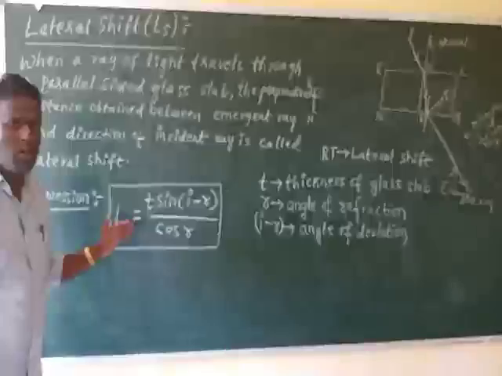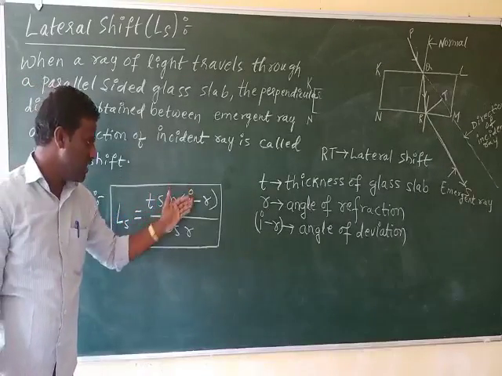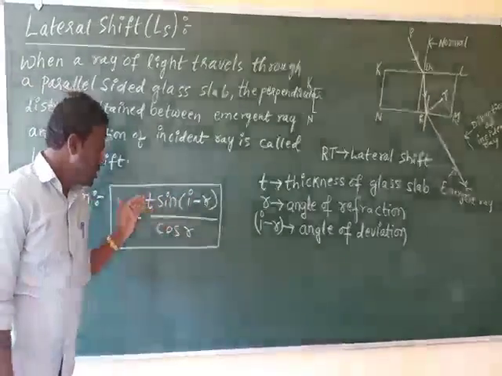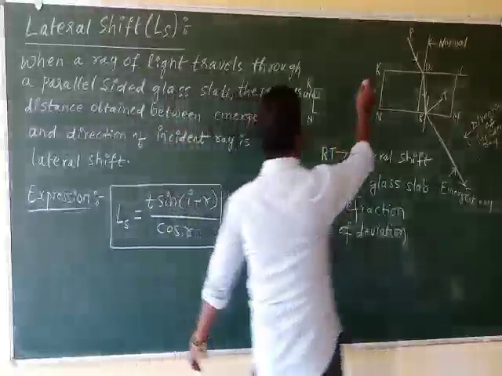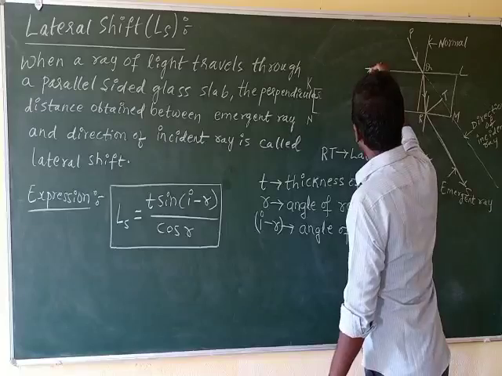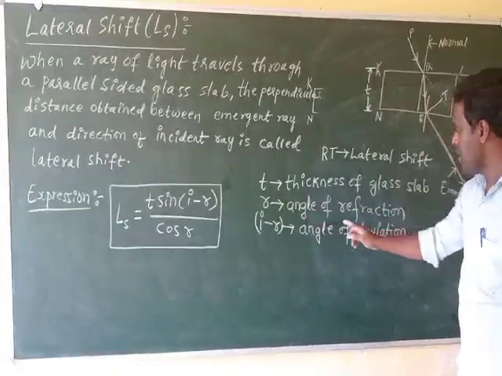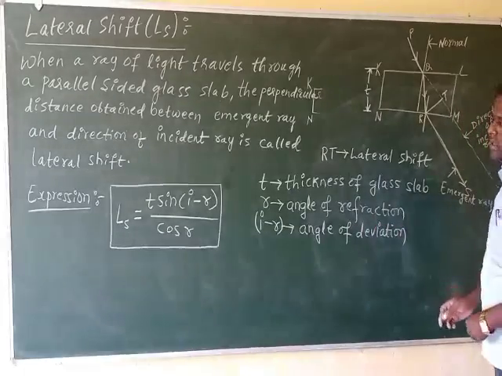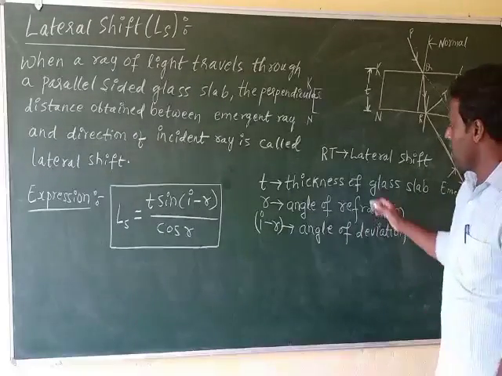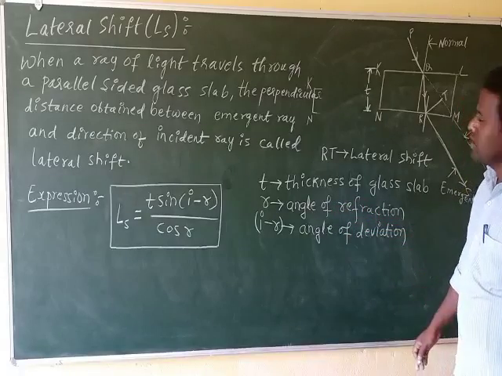What is the formula for lateral shift? LS equals T sin(I minus R) by cos R. T is the thickness of the glass slab. R is the angle of refraction. I minus R is the angle of deviation.